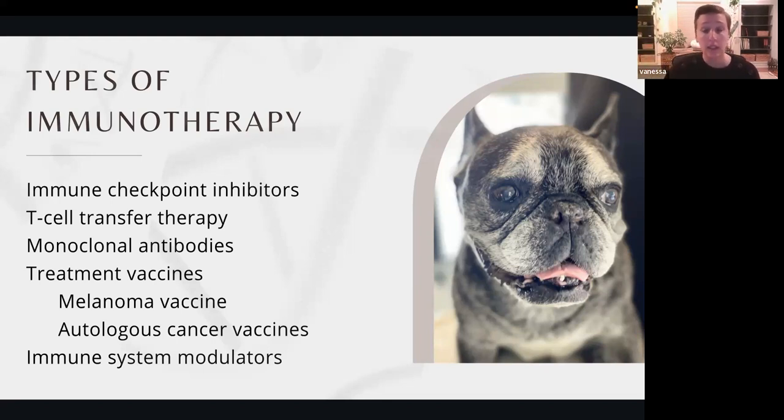Treatment vaccines work against cancer by boosting the patient's immune system to respond to the cancer cells. The melanoma vaccine is one of them. We are going to talk about that. Autologous cancer vaccines, which are available to you. And then immune system modulators, that's kind of a broad term. They enhance the immune system's ability to respond to cancer. And that could be something like the beta glucans in mushrooms, which we're also going to talk about. So that is considered an immune system modulator.